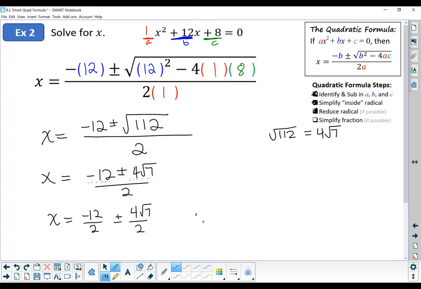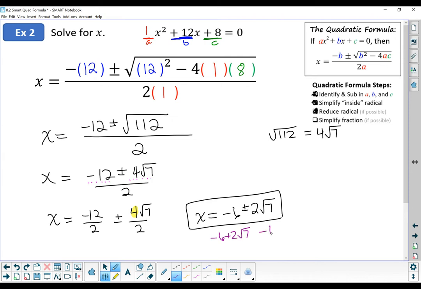So that first term is a negative 6. And then in the second term, when you have a radical, the inside doesn't divide. It's the number in front that you want to divide. So 4 divided by 2 is 2. So this is negative 6 plus or minus 2 root 7. And that is our final answer. And again, that is two answers, negative 6 plus 2 root 7 and negative 6 minus 2 root 7.